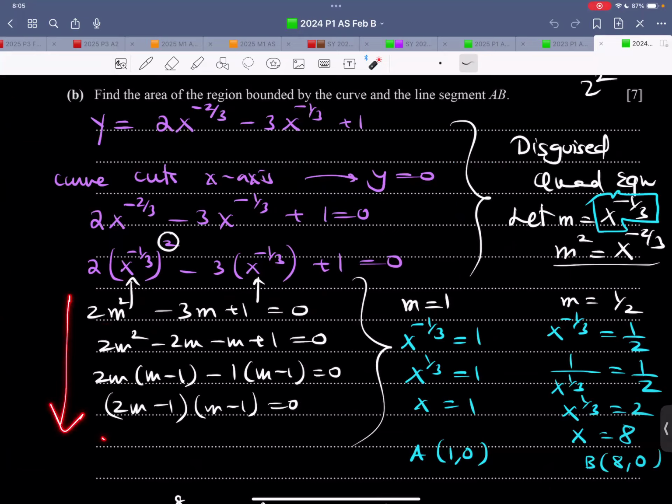Show all the factorization. Do not compromise on this. Read the examiner report over and over again. You have to show the working. There are two values of m. This is 1 and 1/2. But m is x raised to power of negative 1/3. So 1 over cube root of x is 1. Cube root of x is 1. Therefore, x is 1. 1 over cube root of x is equal to half. Therefore, cube root of x is 2. Therefore, x comes out to be 8.